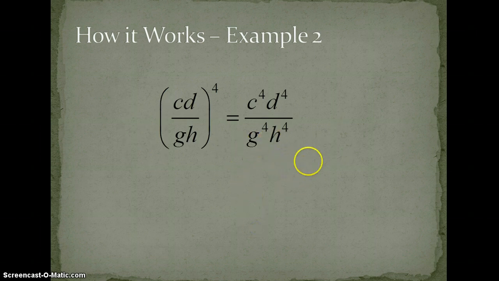I did not string this one out. I think it's self-explanatory. You pass the 4 out to the C and the 4 out to the D. Here is what it looks like when you write it. You also pass the 4 out to the G and the 4 out to the H. Here is what it looks like.